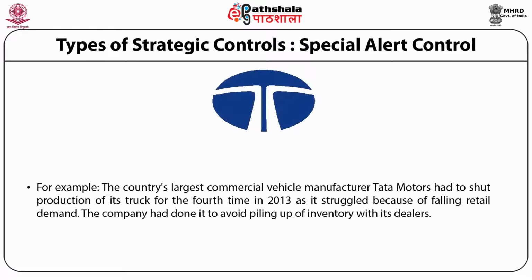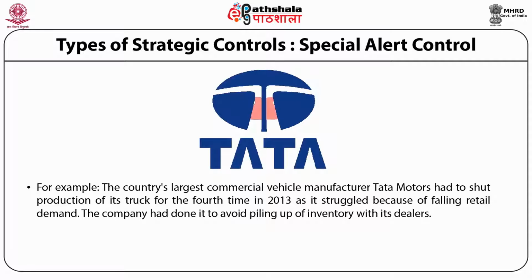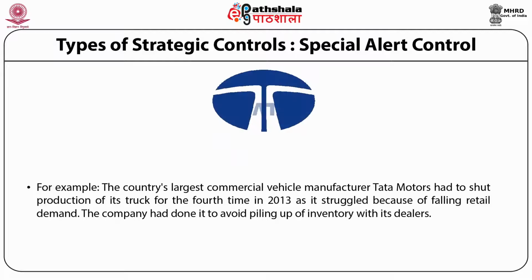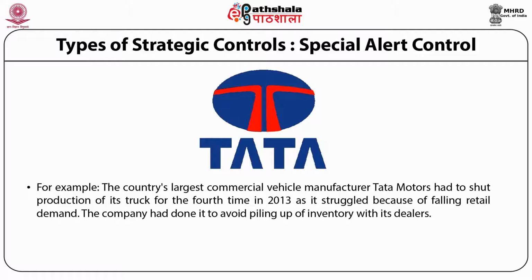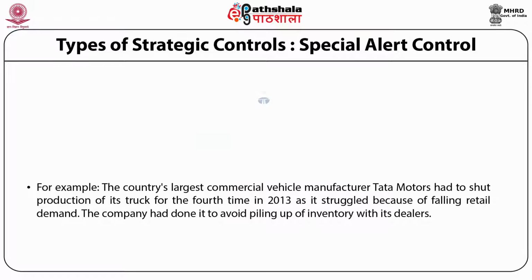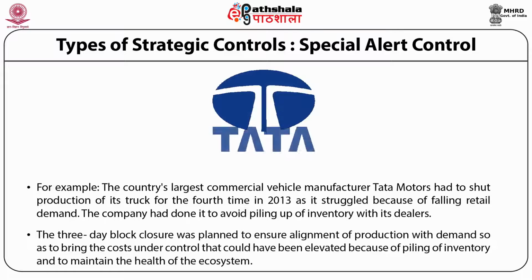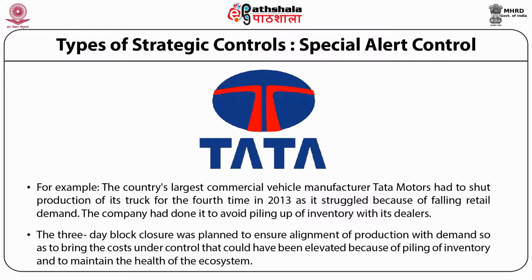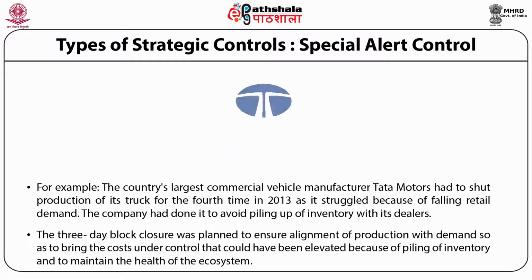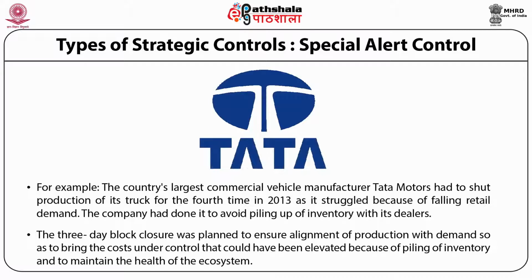For example, the country's largest commercial vehicle manufacturer, Tata Motors, had to shut down the production of its trucks for the fourth time in 2013 as it struggled because of falling retail demand. The company had done it to avoid piling up of inventory with the dealers. The 3-day block closure was planned to ensure alignment of production with demand so as to bring the cost under control, which would have been elevated because of piling of inventory, and to maintain the health of the ecosystem.